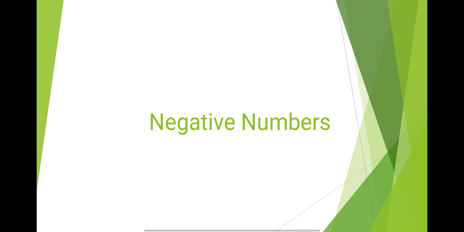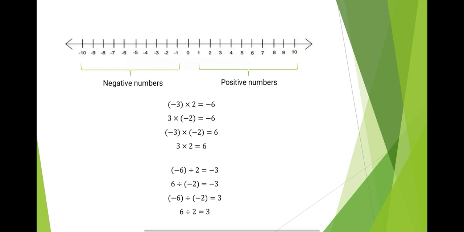Negative numbers. In primary school, we have learned about the number line, right? In the number line, we can see that the negative numbers are on the left side of the zero and the positive numbers are on the right side of the zero. So let's talk more about the negative numbers.